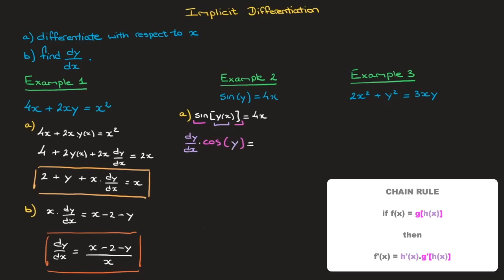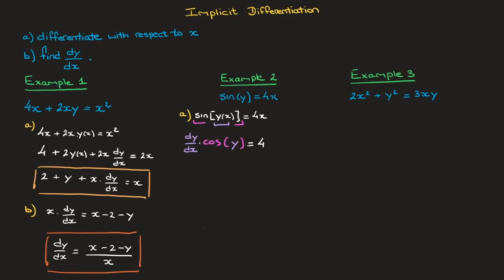And that equals the derivative of the right-hand side, which will just be 4. And quickly rewriting all of that in one color, that's dy/dx times cosine of y, which equals 4. And that's question A answered. We move on to question B.